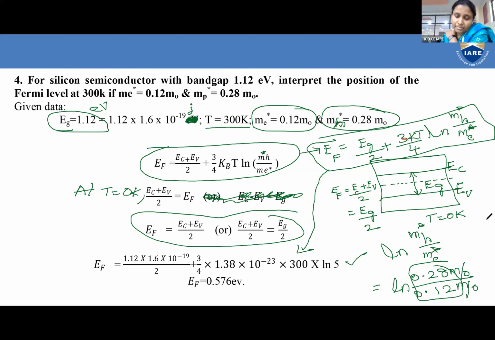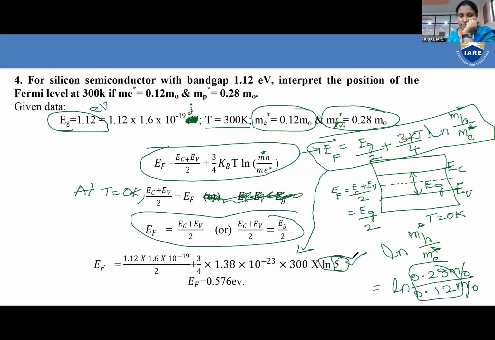I think it should be ln of 4, I suppose. No, not 4. So tell me this value, students. I think this is not 5. Is it 5? It's not 5, right? Students, are you listening to me? Tell me, what is the value of 0.28 divided by 0.12? 2.3. So here it should not be 5, I suppose. Am I correct, students?